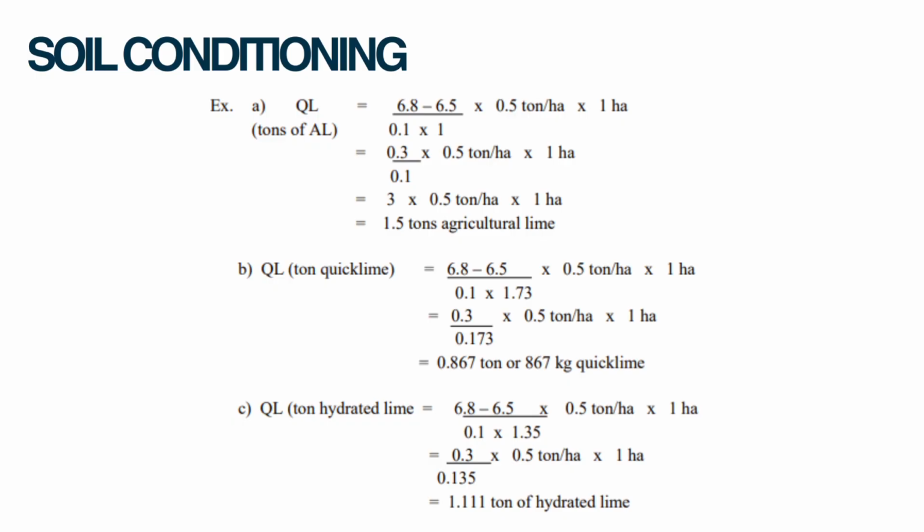After substituting, the only value that changes is the NVL, depending on which type of lime we are using. So to determine the required amount of lime, we simply insert the appropriate NVL into the formula and solve. The higher the NVL, the stronger the lime and the smaller the quantity needed.